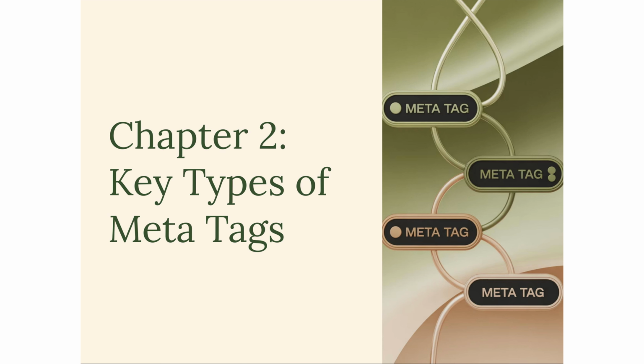Meta tags are essential for search engine optimization, with key types including meta title, description, and keywords. Each serves a unique purpose. Titles capture attention, descriptions summarize content, and keywords enhance search relevance. Understanding these tags helps optimize your website's visibility and effectiveness in search engine results.